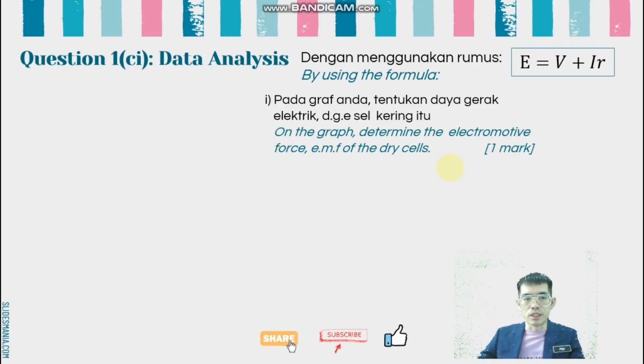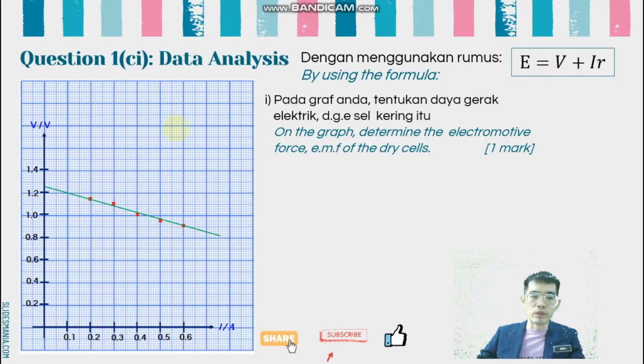Next is a data analysis question. Let's read the question together. By using the formula E equals V plus IR, this is the equation you have already learned in your experiment 2.5. On the graph, determine the electromotive force of the dry cell. So from here, how can we get our E.M.F.? We will get it by observing our graph.